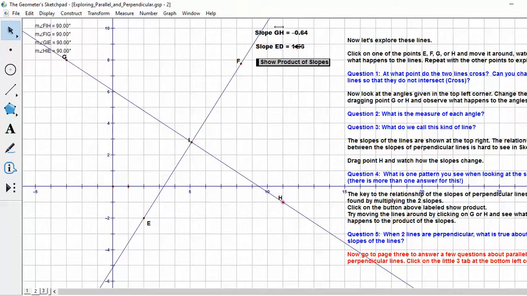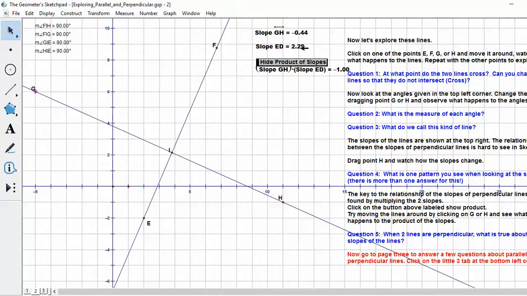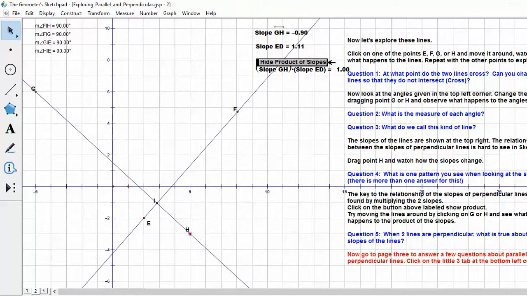So I'm going to look at these slopes, and it's hard to tell how they're related to each other. One thing you can do is show the product of the slopes, which multiplies those two numbers together, the negative 0.64 and the 1.56, and we see that they equal -1. That's interesting. I'm going to change the lines and see what happens if I change the slopes. Now the slopes are different, but when I multiply them, I still get -1. Again, that's interesting. So you can answer the rest of the questions there, and then go to page 3.